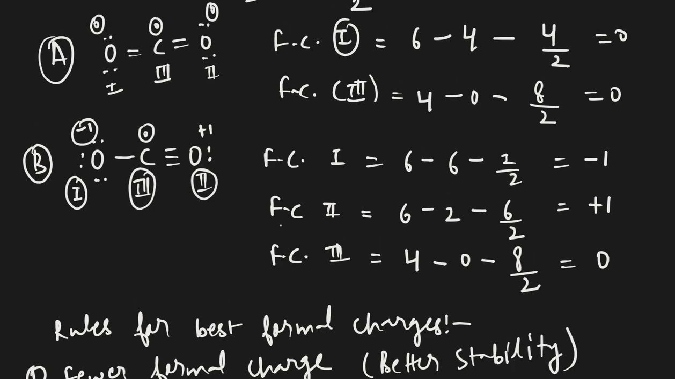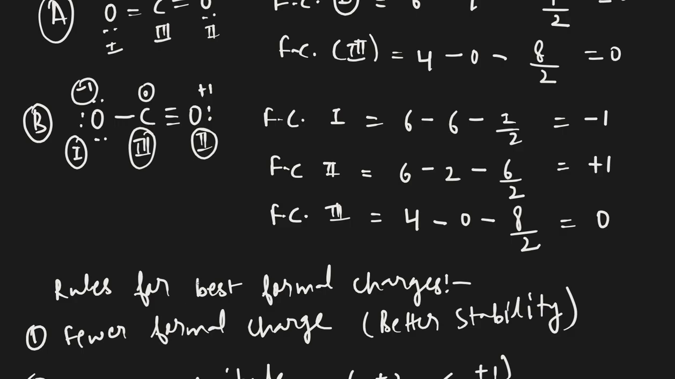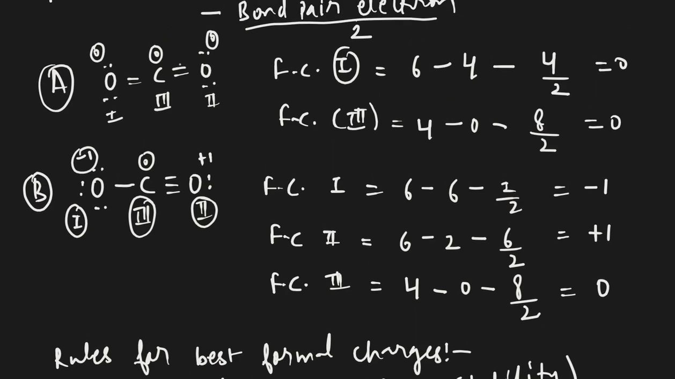Okay, if I compare A with B, it is quite clear from the very first rule itself that fewer formal charges means better stability. So in case of A, we don't have any charge at all. Whereas in case of B, though the overall charge is 0 because plus 1 and minus 1 cancel out, still on individual atoms we do have charge. So there is no doubt that A is much more stable as compared to B. Though B is also possible, it may be present in some percentage, but most of the time it will be present in terms of A.